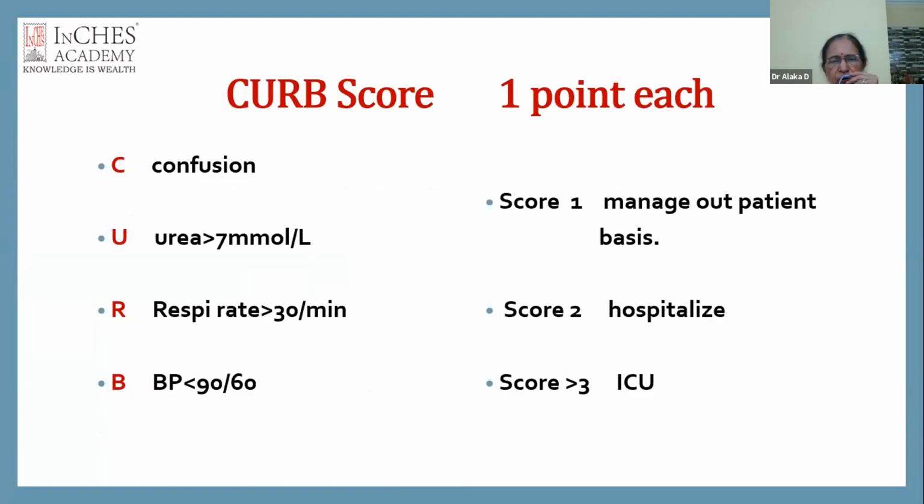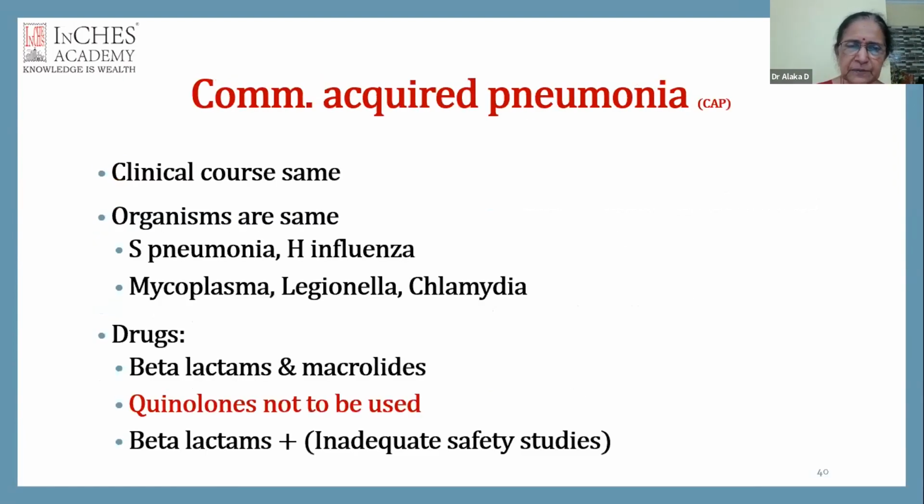Again, the same CURB score, and give 1 point to each one. If the score is more than 3, the patient needs ICU. Score more than 2, please send the patient to a hospital. Score 1, manage the patient in your outpatient department. Clinical course remains the same like any non-pregnant adult patient.